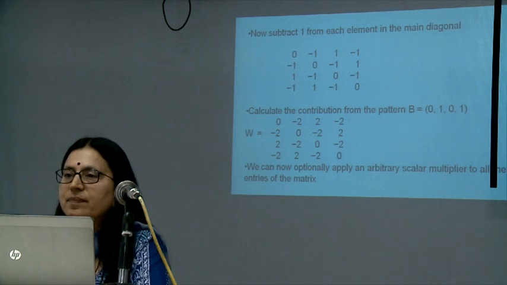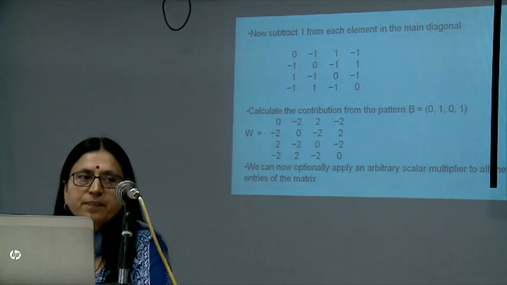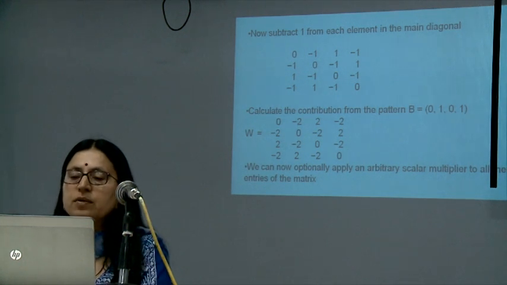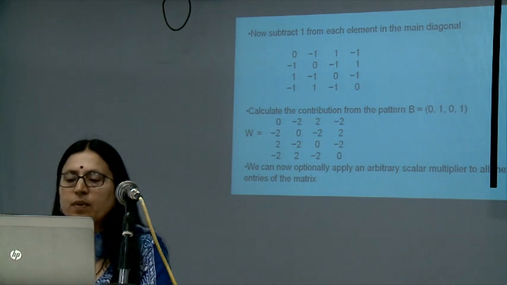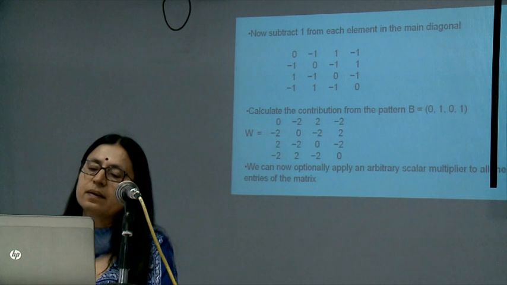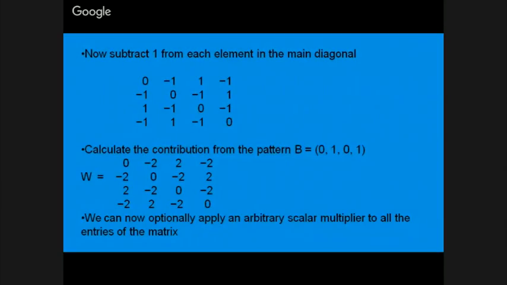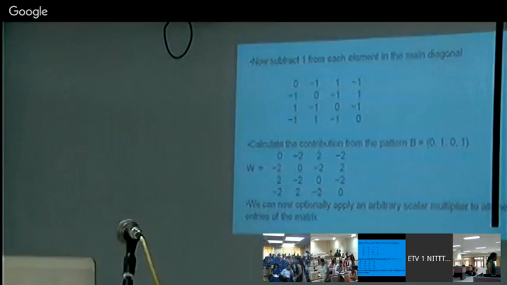Okay, so what is that matrix? Is it different from the earlier matrix? It is the same. So the method for finding the contribution of pattern B would remain the same. First we have to convert this binary pattern into a bipolar pattern. So B in the bipolar form would be -1, 1, -1, 1.